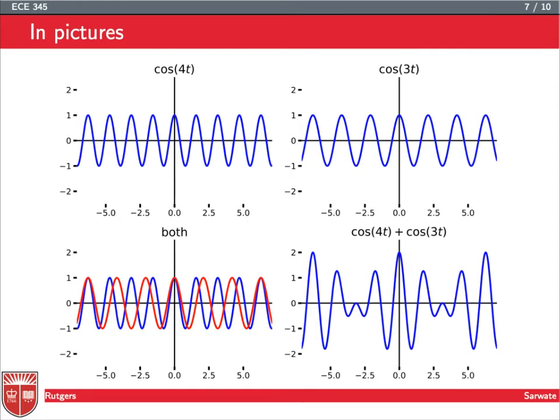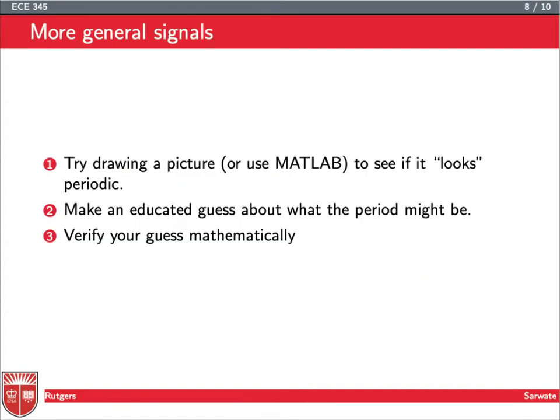Looking at a little picture of this, we have cosine 4t and cosine 3t. They have different frequencies. You can plot them on the same plot and they look a bit different. When you add them together, you get this more differently wiggly function, that's the sum of the 2 cosines, and looking at it, it looks periodic. So that gives us a sort of general recipe, which is first you can try drawing a picture of the signal to see if it looks periodic. Looks can be deceiving. For example, there could be some slight jitter in the time axis, it's slightly off, it doesn't quite repeat itself. And that will show up in the math, but it won't show up in the plot necessarily.